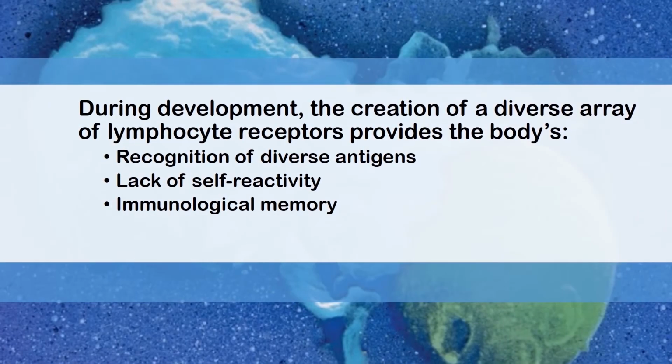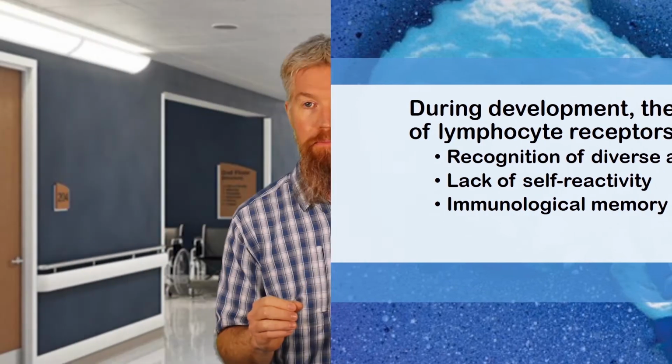During development, the creation of a diverse array of lymphocyte receptors provides the body's ability to first recognize a diverse array of antigens. Second, it allows the body to have a lack of self-reactivity, so the body does not attack itself. And finally, it allows for the formation of immunological memory. So how does the body go through and do this?